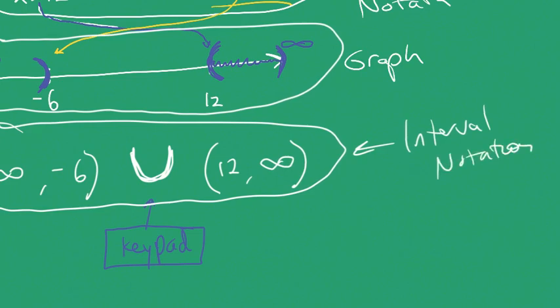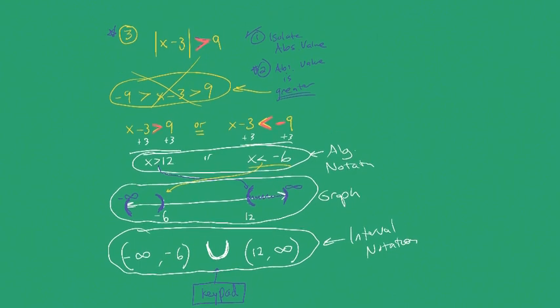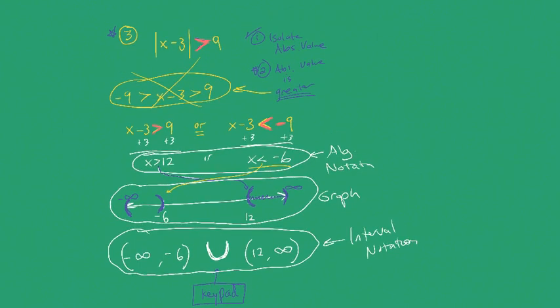Interval notation. So again, just to recap, we started by getting the absolute value by itself, nothing to do there. We noticed that the absolute value is greater, so we set up two separate inequalities, with the "or" in the middle.